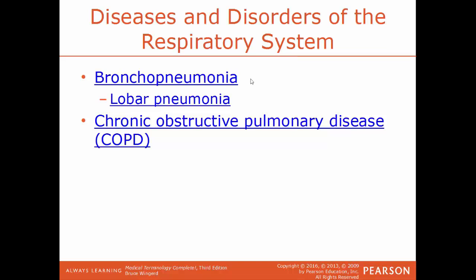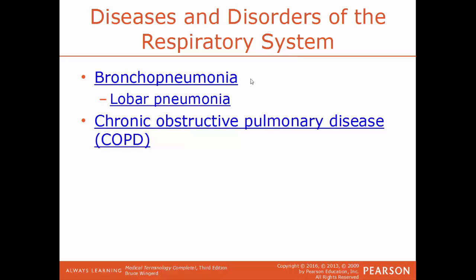So our next term, bronchopneumonia. This is a particular type of pneumonia, which is the inflammation of the lungs. This will arise from the bronchi or the bronchioles, the small branches of the bronchial tubes within the lungs. This infection will eventually lead to the tiny air sacs of the lungs, the alveoli, to be filled up with fluid or with pus. And when that happens, then they can't work.